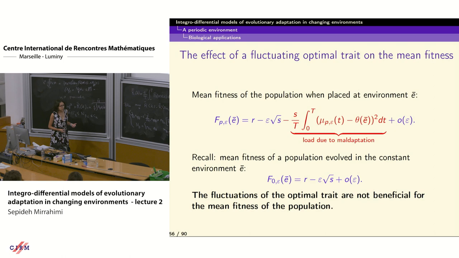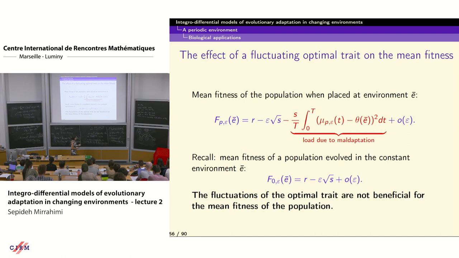Okay, so we cannot have the population that has evolved in a periodic environment, now we place it at the constant environment, because there is more variety in the population, it is not adapted, and there is a maladaptation, and it has a negative term. Okay?